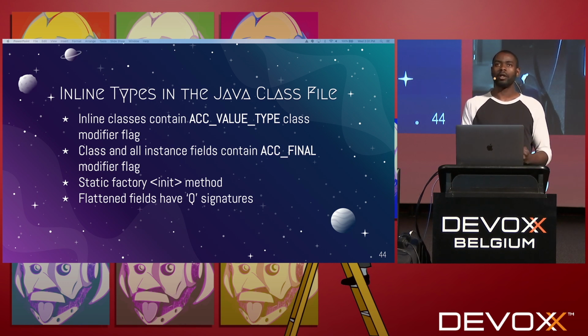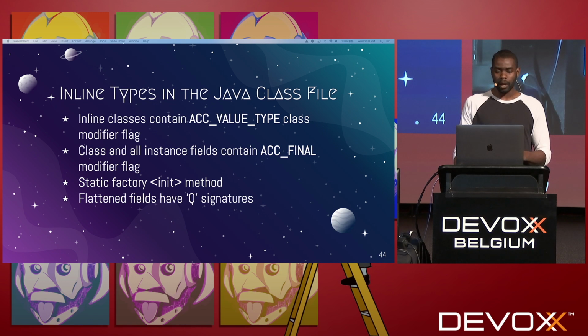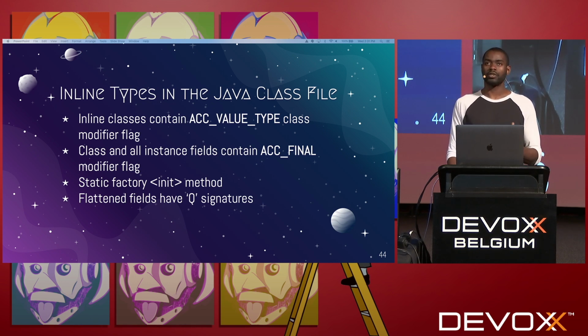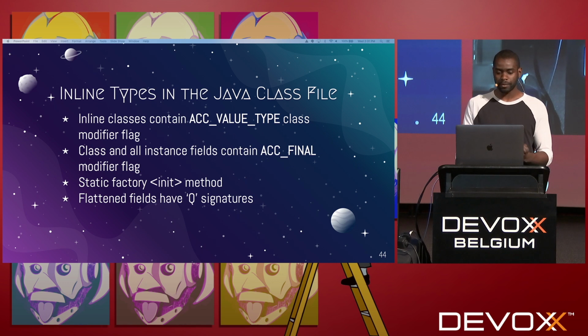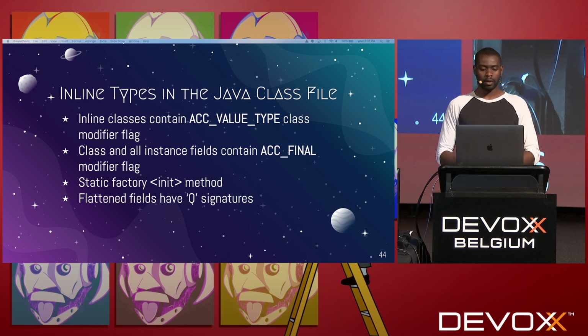Inline types are immutable, so all the fields are implicitly made final, whether you specify it or not in the source code. And final in this case means basically what it does with regular fields, except it's more tightly enforced. So things like setAccessible cannot write a final field with inline types. The class is also marked as final because it can't be subclassed. Inline types also don't have constructors. They have factory methods, so they have a static initializer.